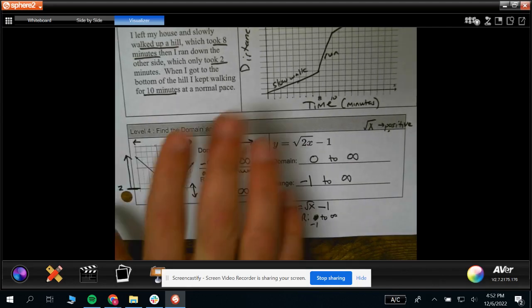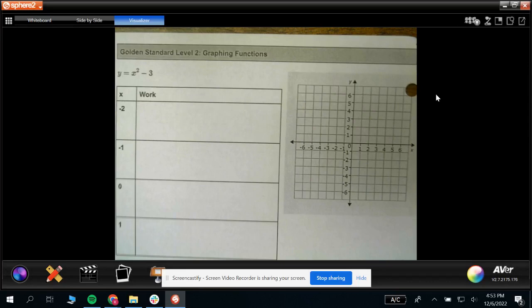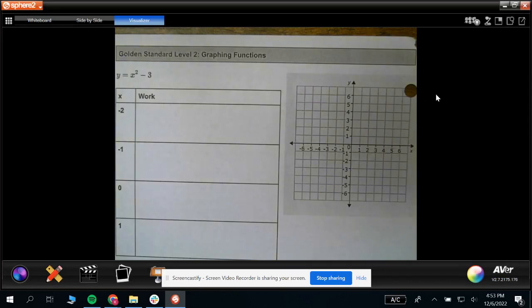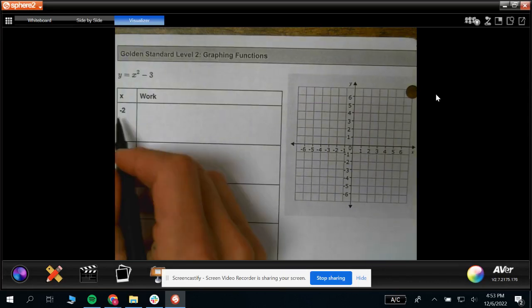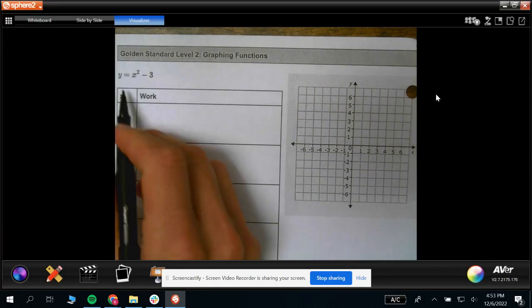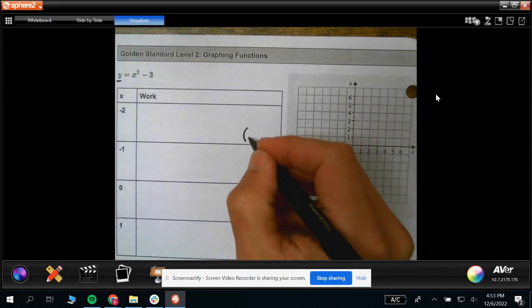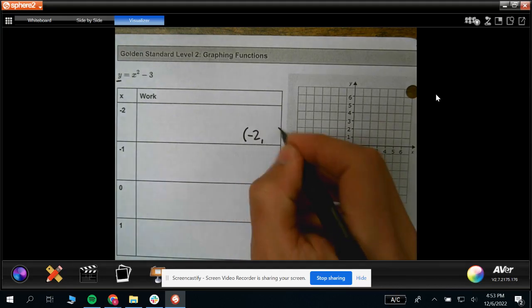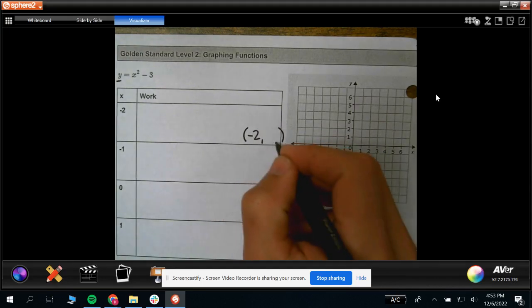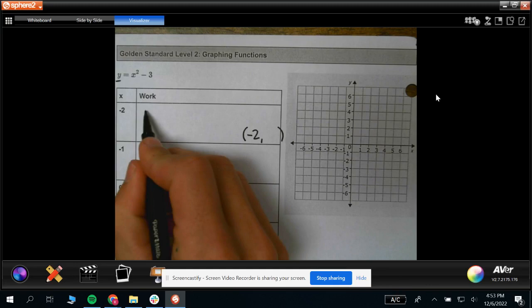That's level 4. All right, our goal is to graph the function. We are given inputs. We gotta do the work, find the output, find what y equals, then plot the point. Ultimately, we're trying to plot the point -2, comma, something. We have to find y by substituting in x.